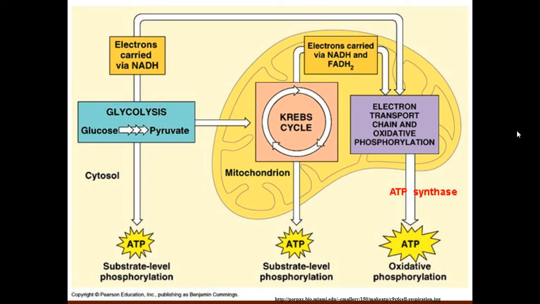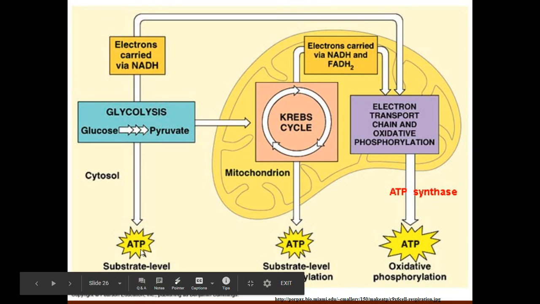So again, going through this real quick, in our first stage we have glycolysis, where we take sugar and break it down. We get pyruvate, 2 of them, and we get some ATP out of it.